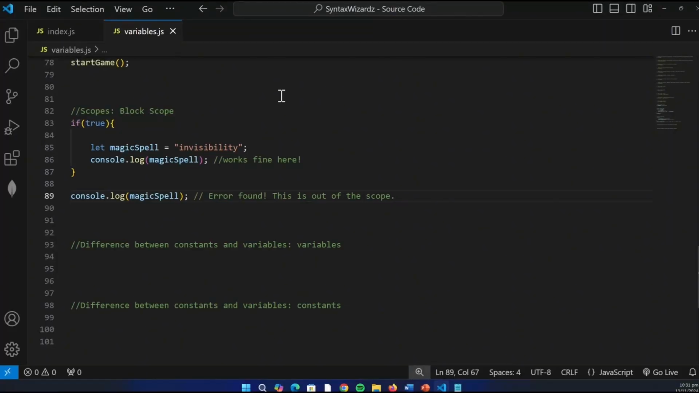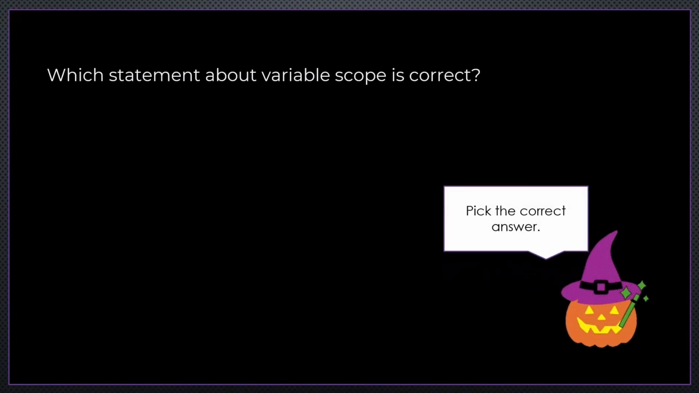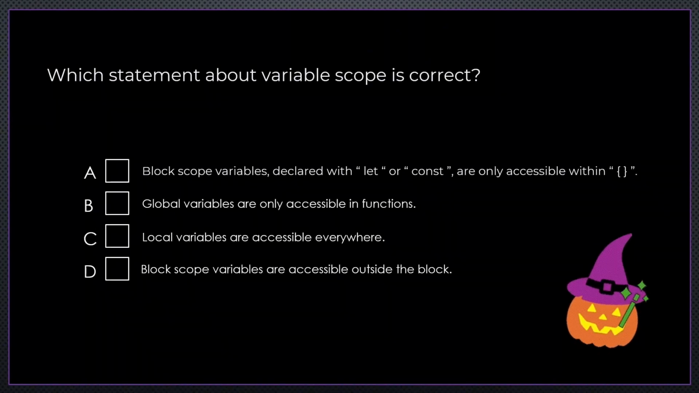Knowing the difference between global and local scope is key for controlling where and how you use variables in your programs. Now time for a quiz. Which statement about variable scope is correct? Option A. Block scope variables declared with let or const are only accessible within. Option B. Global variables are only accessible in functions. Option C. Local variables are accessible everywhere. Option D. Block scope variables are accessible outside the block.